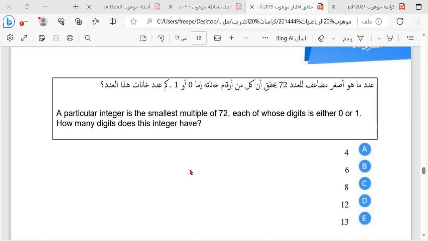You simplify 72. 72 equals 9 times 8. So 12. Here, number 72, we can factor 72. It is 9 times what? Times 8, right? So now we want to find the number that is divisible by 9.